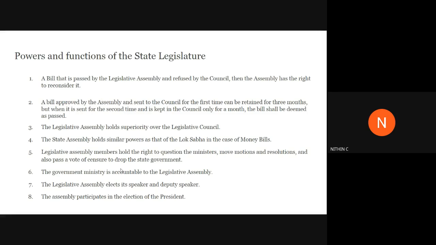So that is what is meant by the importance of the legislative assembly. It has a more or greater role in creating bills and laws. In creating laws and bills, the legislative assembly has the upper hand. So remember that.